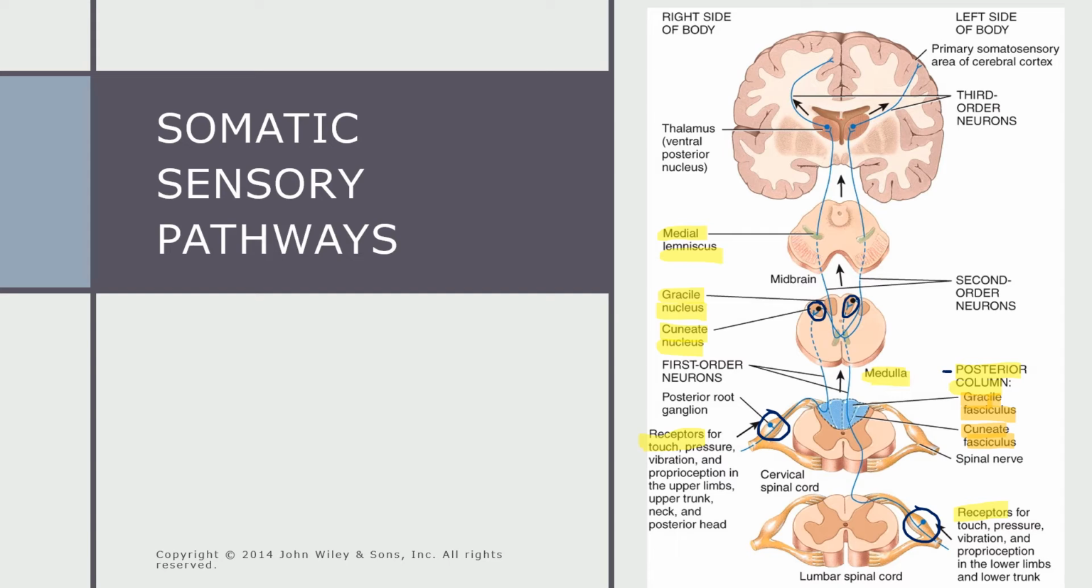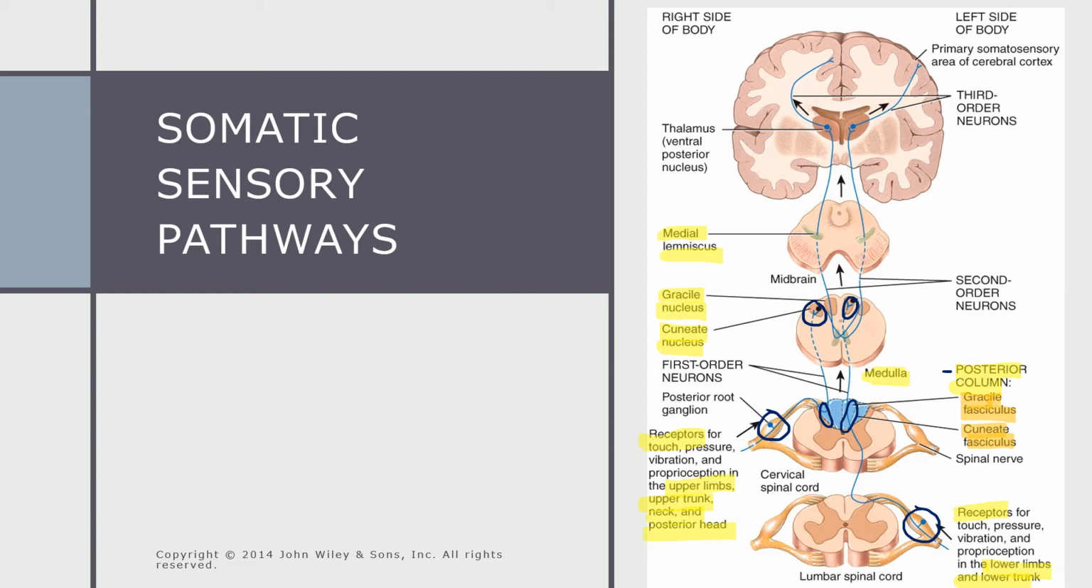The upper limbs, the upper trunk, the neck, and the posterior head will travel up the cuneate fasciculus, so right here, the more lateral one, and go to the cuneate nucleus. I'll erase these here. The cuneate nucleus, and then this is where they're going to cross over. On the other hand, the sensory information from the lower limbs and the lower trunk will travel up through the gracile fasciculus and up to the gracile nucleus where they cross over.